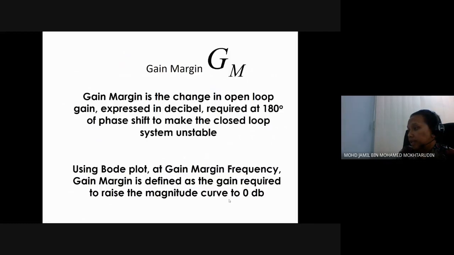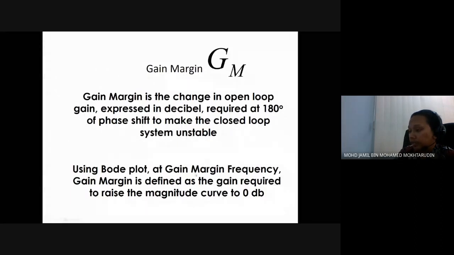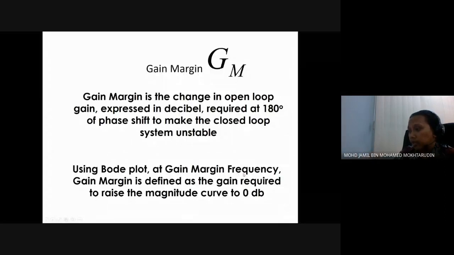And then gain margin is defined as the gain required to raise the magnitude of the curve to 0 decibel from gain margin frequency. Okay, so later we will see how to use these two parameters and how to determine these two parameters from Bode plot.